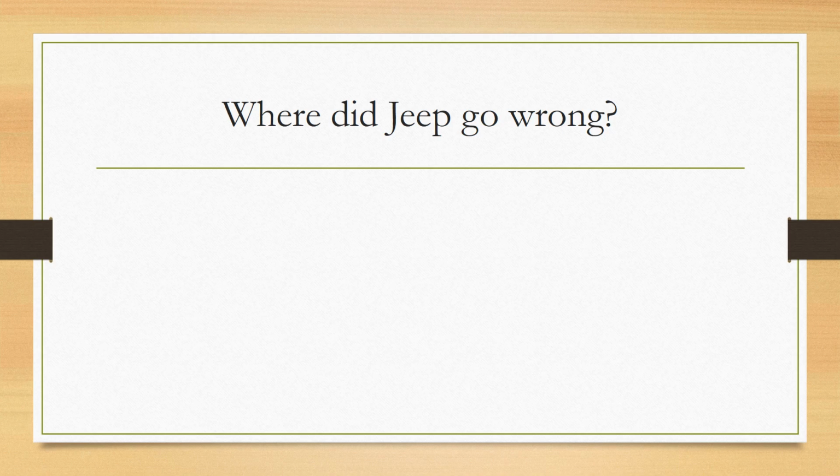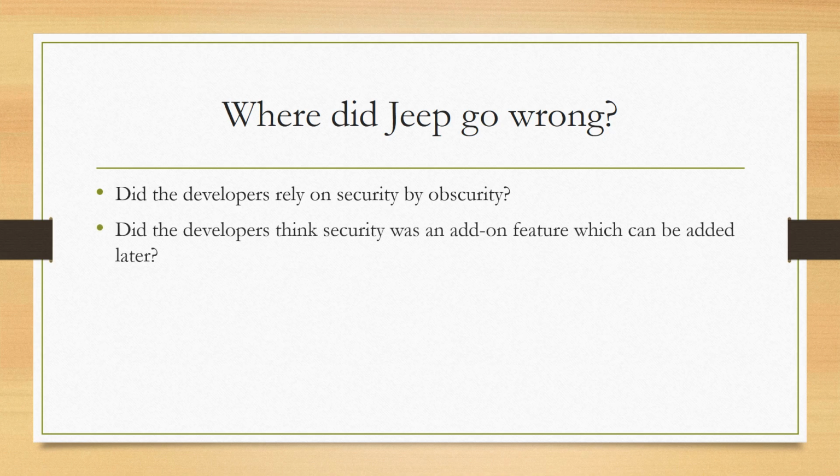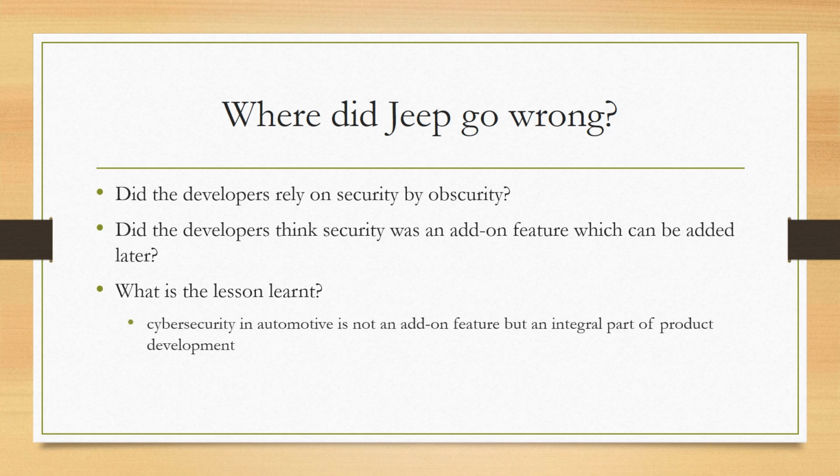So, where did Jeep go wrong? Did the developers rely on security by obscurity? Or did the developers think that security was an add-on feature which can be added later? What is the lesson learned? Cybersecurity in automotive is not an add-on feature, but an integral part of product development.